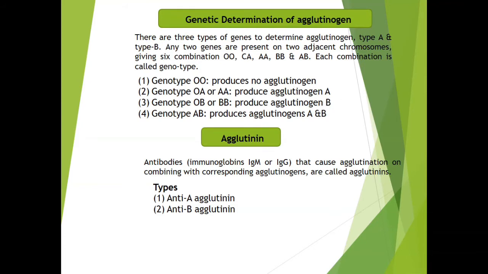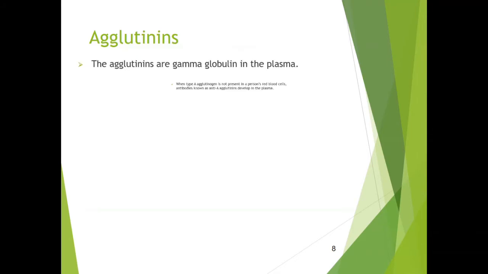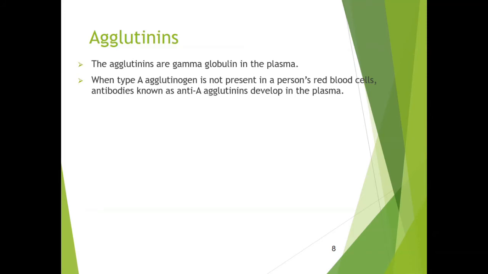Agglutinins are gamma globulins in plasma. When type A agglutinogen is not present in a person's blood, antibodies known as anti-A agglutinin develop in plasma. This is also the Landsteiner law, which states that if antigen A is present in a person's blood, its corresponding antibody or agglutinin would be absent in that person's plasma. And vice versa for type B. If type B antigen is present, antibody B would be absent in that plasma.